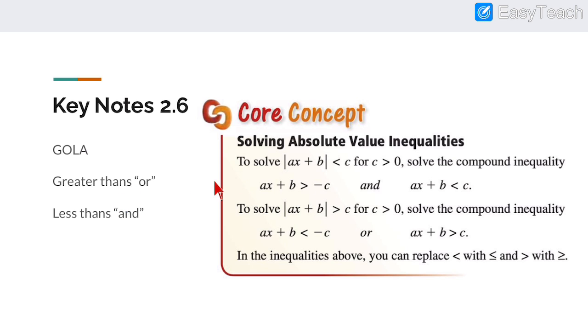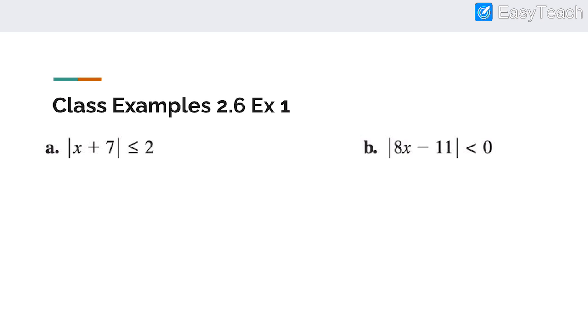Again, the major concept here is that anytime you have an absolute value that deals with a less than, it's going to be an and statement. So really these ones go together. And anytime you have an absolute value that deals with a greater than, it's going to deal with an or statement. Let's take a second to see what that looks like.